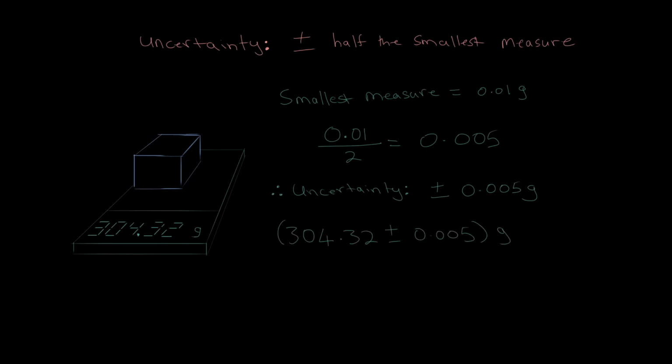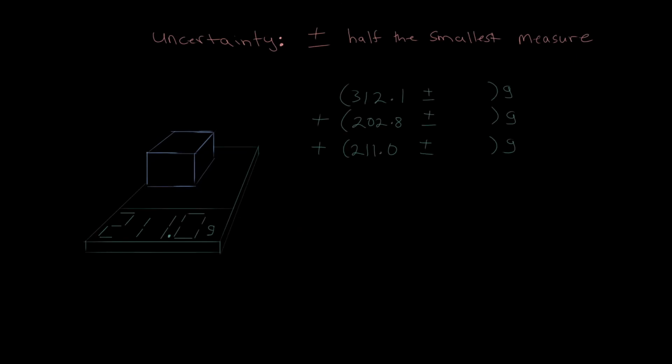Okay, so far we've dealt with single measurements. Now, let's see what happens to uncertainty when we take multiple measurements. Let's say we measured the mass of one object, and it gave us a reading of 312.1 grams. We then measured the mass of another object, and it gave us a reading of 202.8 grams. And finally, we measured the mass of a third object, and it gave us a reading of 211.0 grams. What would be the total mass of all three objects and the uncertainty?